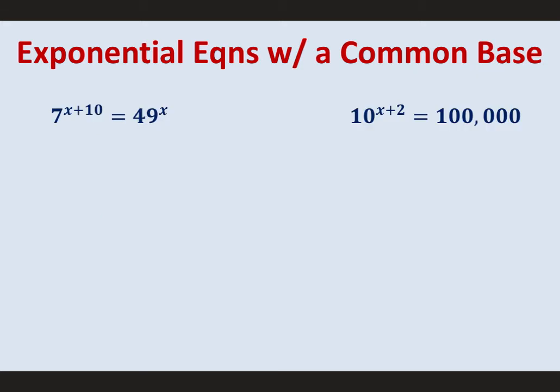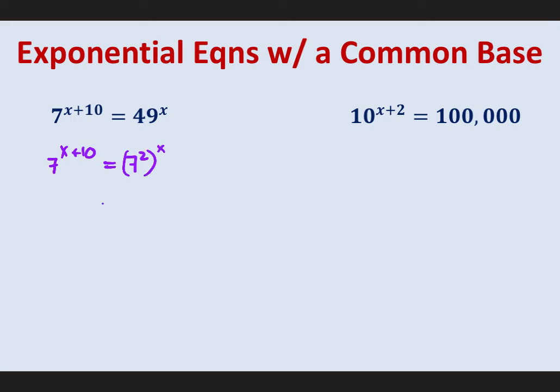All right, let's look at a couple of these examples here, and then we can keep going. All right, so we'll start with this one. 7 can't go any smaller, but 49 can be written as a base of 7. So this is going to become 7 to the x plus 10 equals 7 squared. That's how we make 49 to the x.